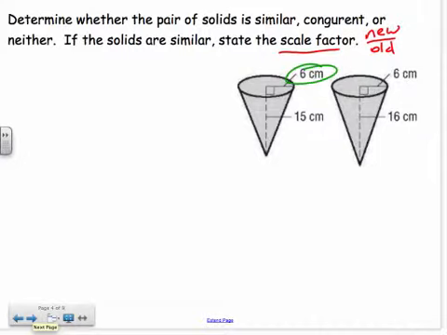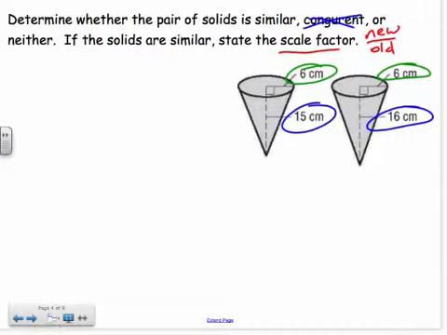Well, radius of the circle 6, radius of the circle 6. So I'm looking to see if they're congruent. Then down here, height 15, height 16. I know they're not congruent. I also already know they're not similar without even having to set up a proportion, because 6 and 6 are the same. That means the height and the height would have to be the same for them to be proportional or congruent.